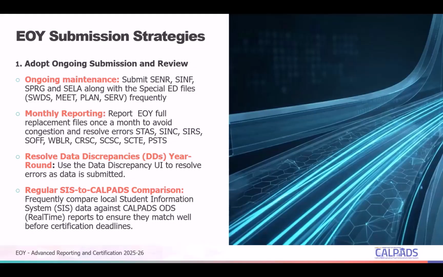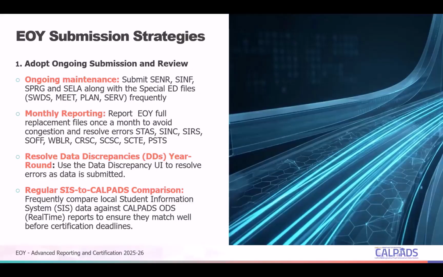So the first suggested strategy is to adopt ongoing submission and review of your data. This includes monthly incident reporting. The CDE recommends submitting your data, including restraint and seclusion, at least once a month throughout the year. This avoids an EOY logjam and ensures that data is reviewed by site administrators before they leave for summer break. There are additional suggestions and guidance in Flash 314, and a link to that Flash is provided in the notes of this slide.